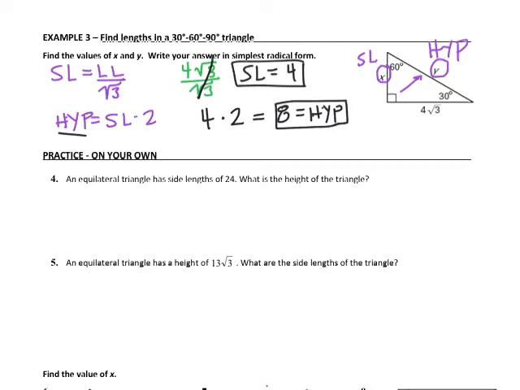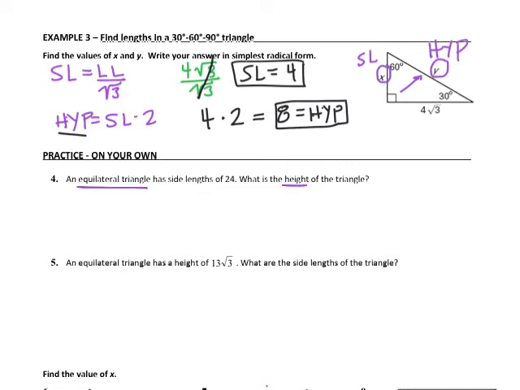Okay, there are 5 remaining practice problems, and I would like to set the first 2 up for you, and then I'm going to give you some hints about the last 3. So let's go ahead and look at number 4. An equilateral triangle has side lengths of 24. What is the height of the triangle?